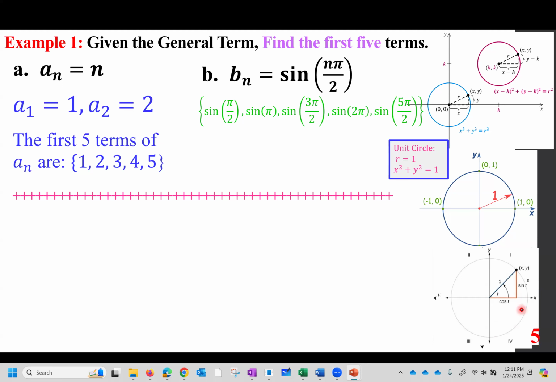Now, if we are interested in cosine and sine, reminding everyone cosine is the adjacent over the hypotenuse. Sine is the opposite over the hypotenuse. And the hypotenuse happens to be the radius of the circle, which is 1, and therefore the x coordinate for this point is equal to cosine t, and the y coordinate is equal to sine t.